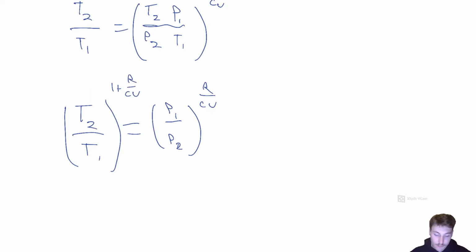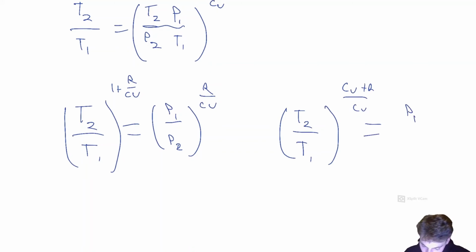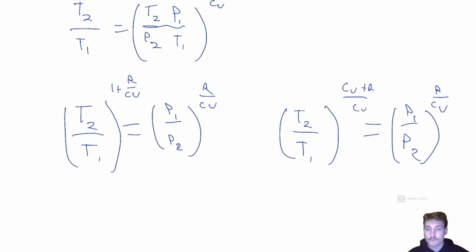And then from there, we can multiply again by the reciprocal of that, and we'll combine like terms first in the exponent on the temperatures. So then T2 over T1 to the CV plus R over CV is equal to pressure 1 over pressure 2 to the R over CV, and then plus CV up there.